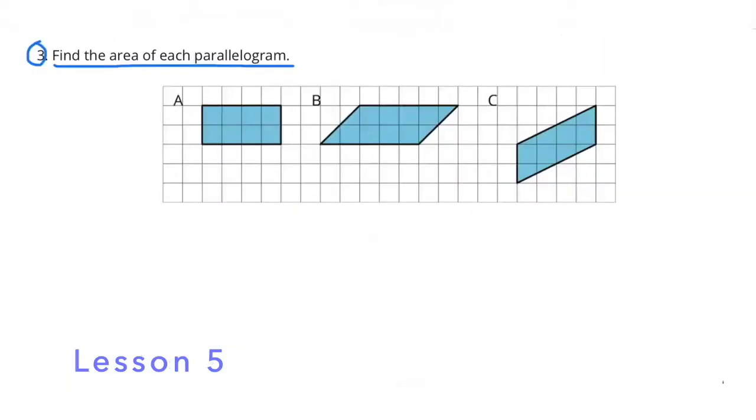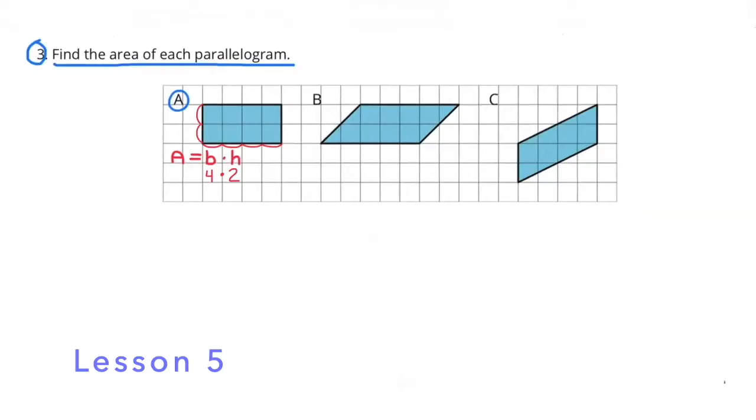3. Find the area of each parallelogram. To find the area, you multiply base times height. Here we have a base of 4 and a height of 2, so 4 times 2 is 8. The area would be 8 square units.